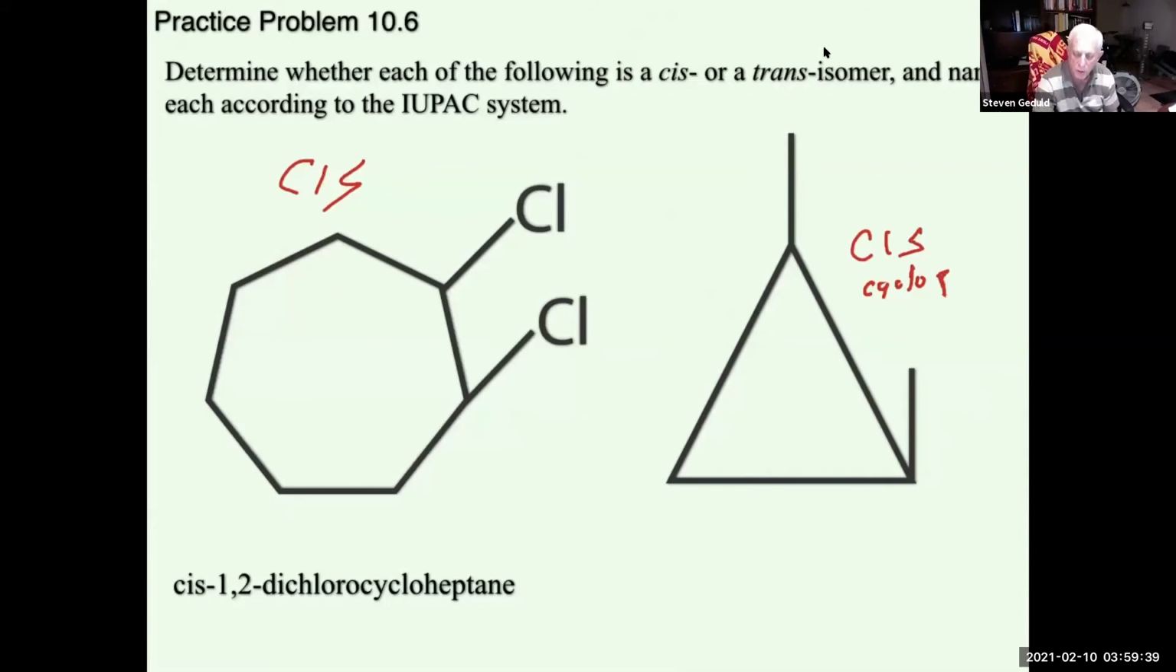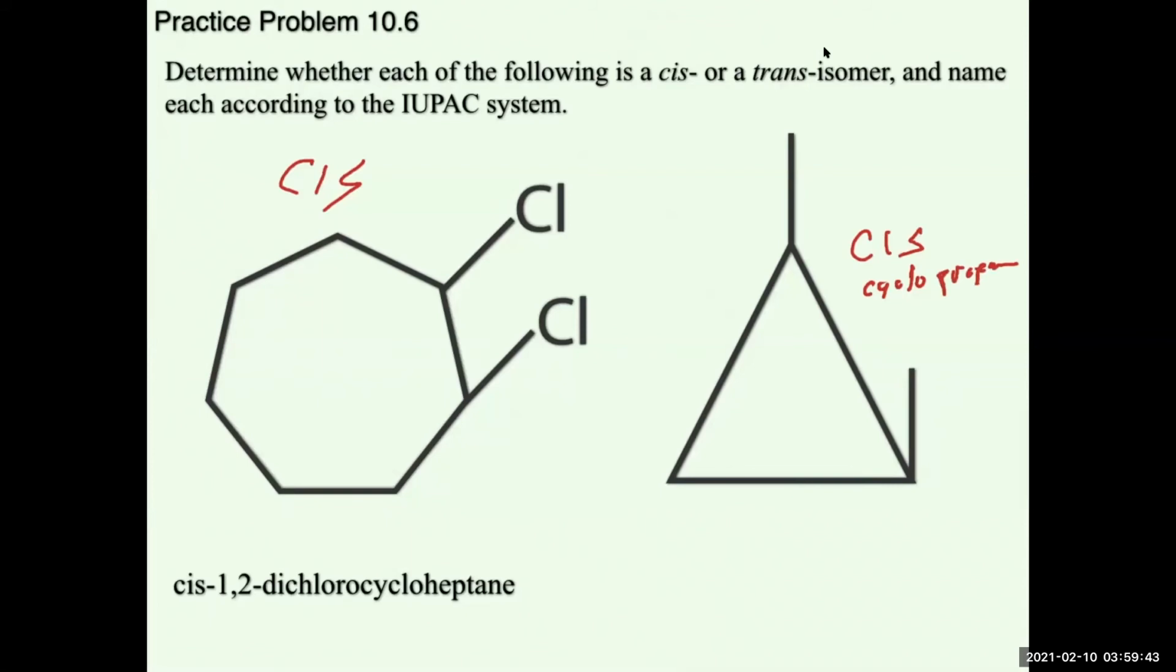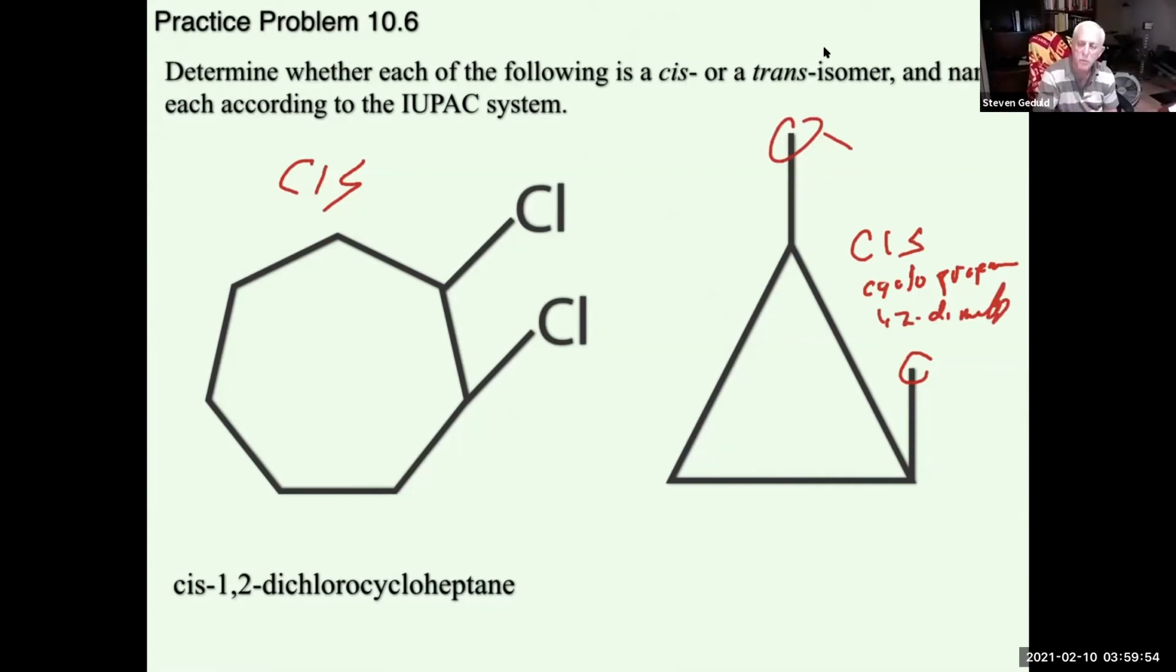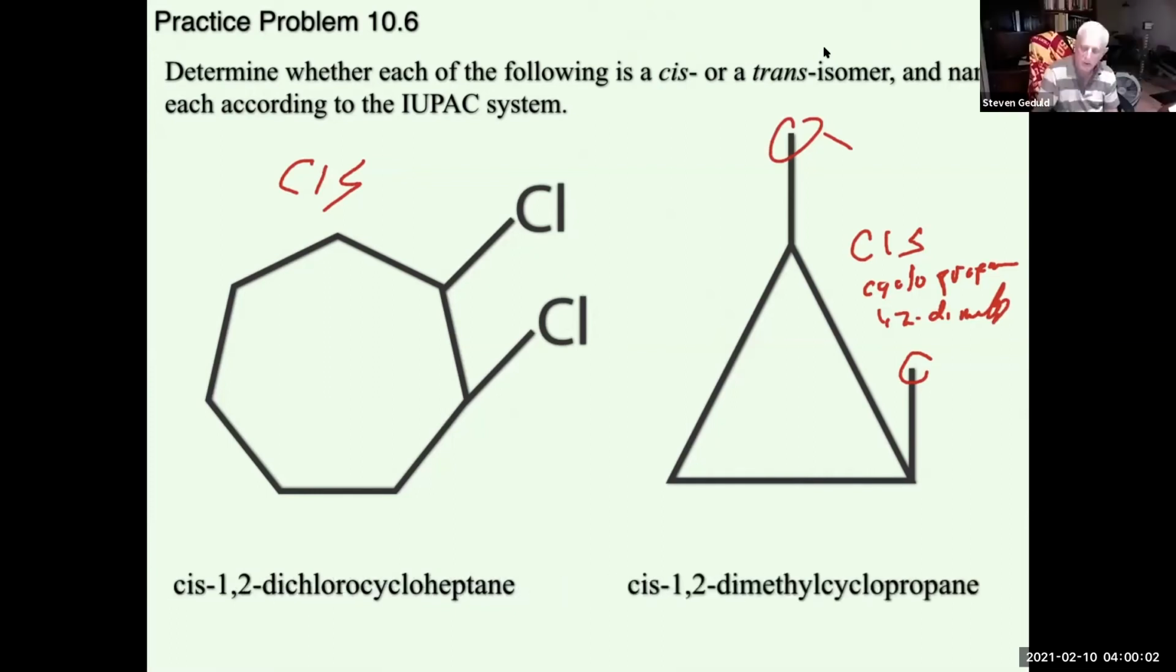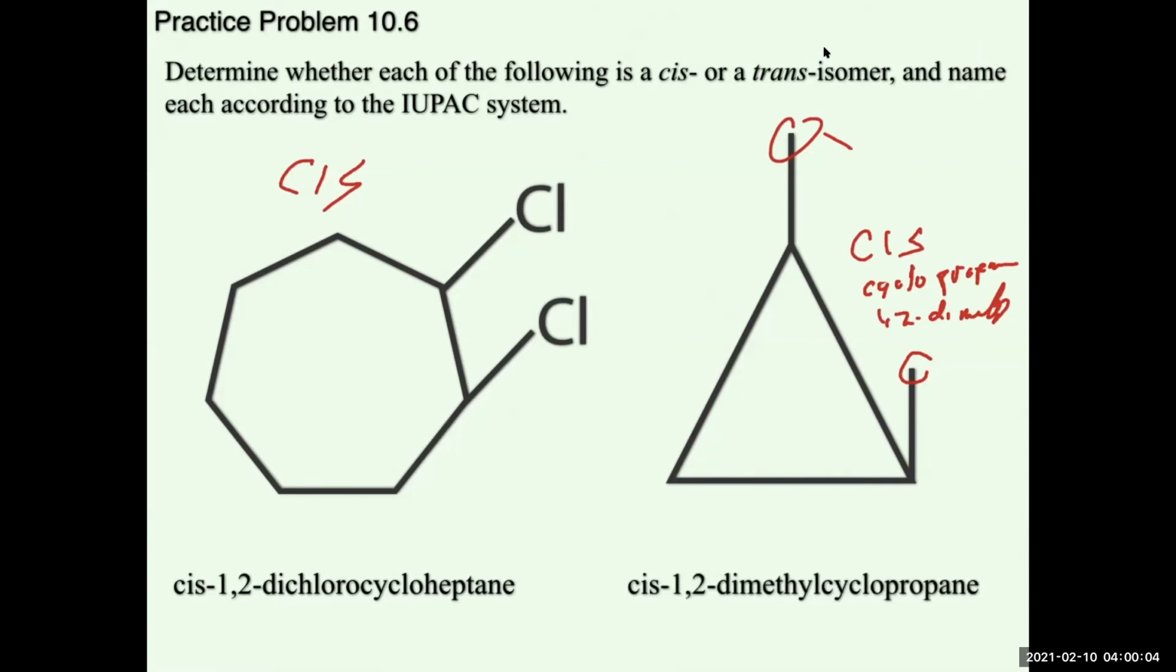And we're at 1,2 what? Methyl is the constituent here and here. Dimethyl cyclopropane. Perfect. So you'd have 1,2. You'd have cis 1,2-dimethyl cyclopropane. So it gives you a lot of detail in that name.